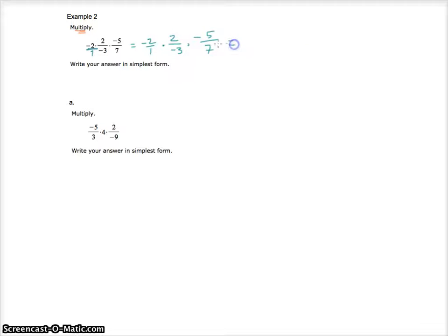Now for just a second, we're going to ignore all these negatives because we don't really need them right now. The first thing we're going to do is check if we can cross reduce anything. 2 and 3 don't cross reduce, 2 and 7 don't cross reduce, negative 5 and negative 3, 2 and 1, none of that cross reduces, so I'm going to multiply straight across. So I'm going to go 2 times 5, so 2 times 2 is 4, times 5 is 20, and then I have 1 times 3 times 7, which is 21.